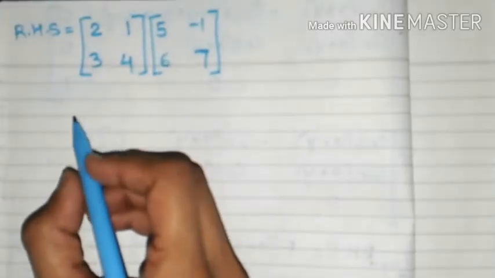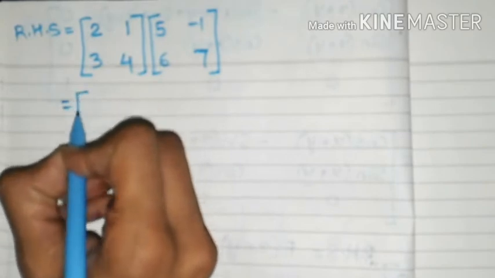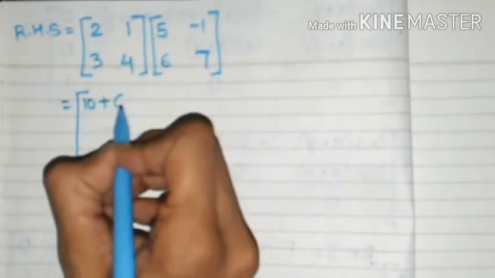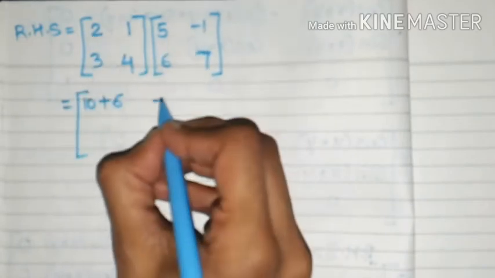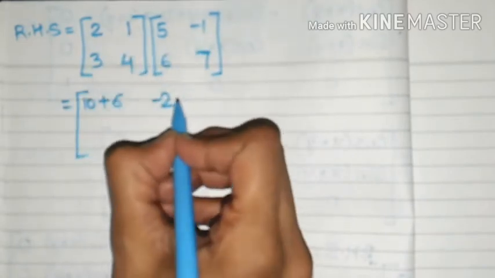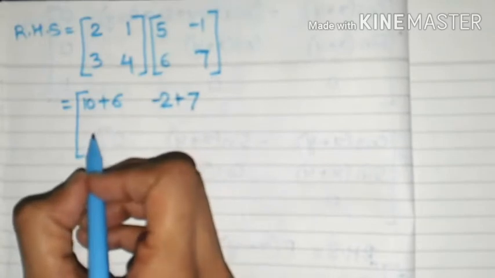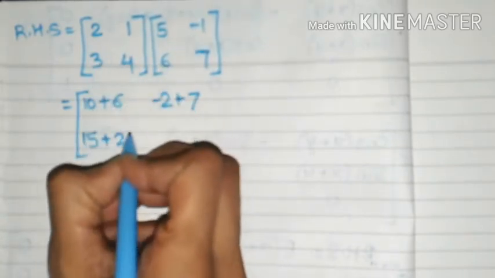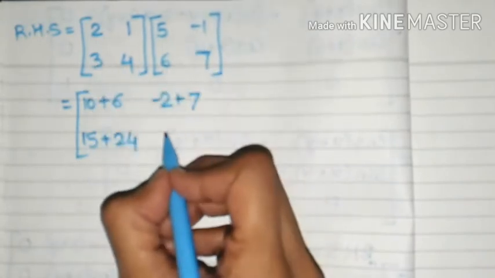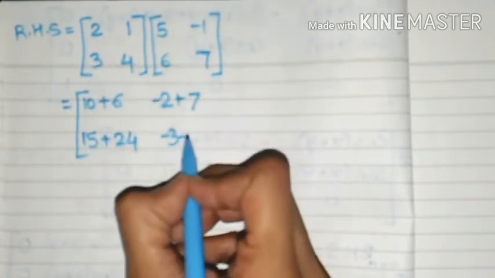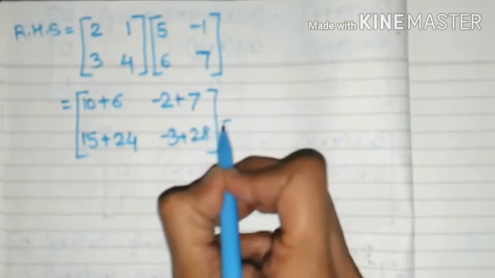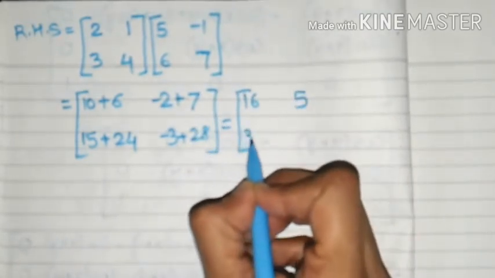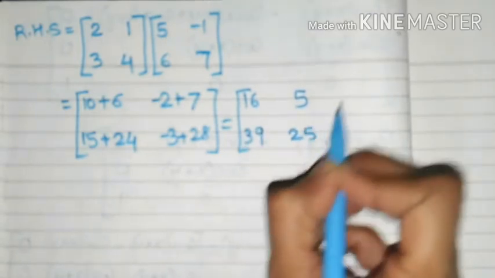So friends, now let's solve the RHS. So when we solve the RHS, it will be 2 5s are 10 plus 6. Then you will have 2 into minus 1 minus 2 plus 1 into 7, which is 7. Now let's go to the second row. 3 into 5, it is 15, plus 4 6 are 24. Then you have 3 into minus 1 minus 3 plus 28. So when I solve this further, I'll get 16, 5. This will be 39 and this will be 25.